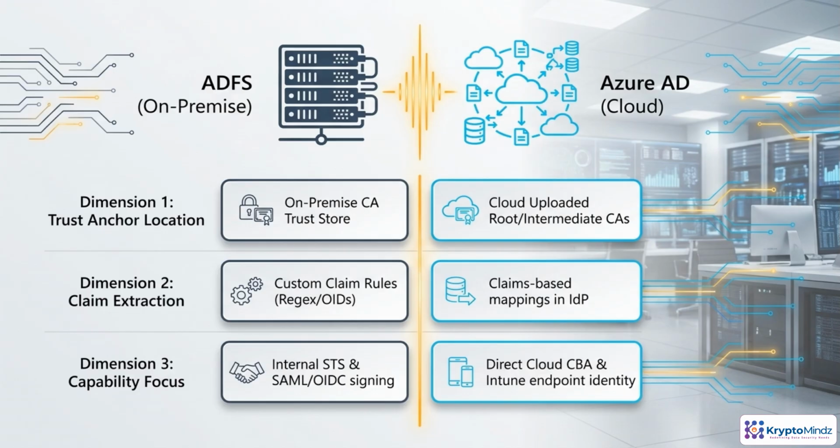When you integrate PKI with ADFS versus Azure AD, think in 3 dimensions. First, trust anchors. ADFS typically trusts your on-prem enterprise CAs directly. Azure AD expects you to upload selected roots and intermediates to the cloud. That alone changes who can issue certificates that are usable. Second, claim extraction. ADFS gives you very granular regex and OID-driven rules. Azure AD focuses more on claims-based mappings built into the identity provider. Third, capability focus. ADFS shines as an internal STS doing SAML and OIDC signing, while Azure AD enables direct cloud certificate-based authentication and Intune-backed device identity.